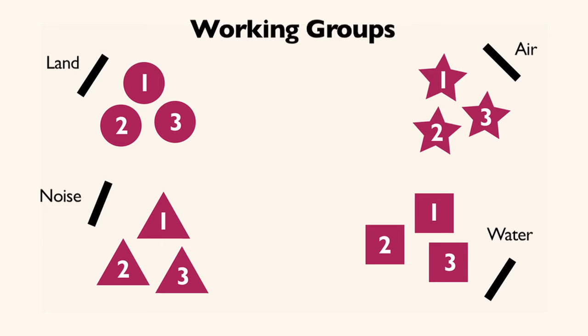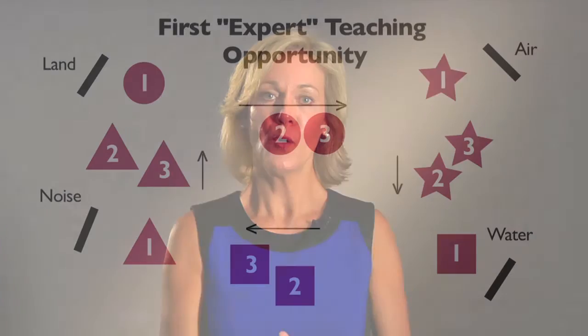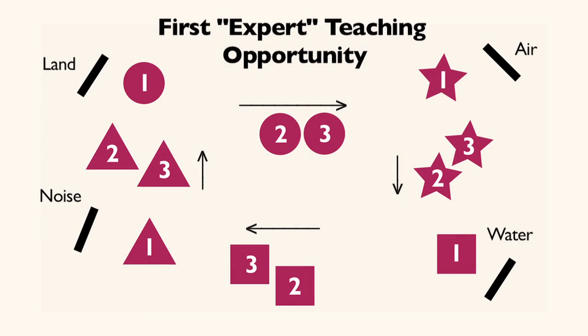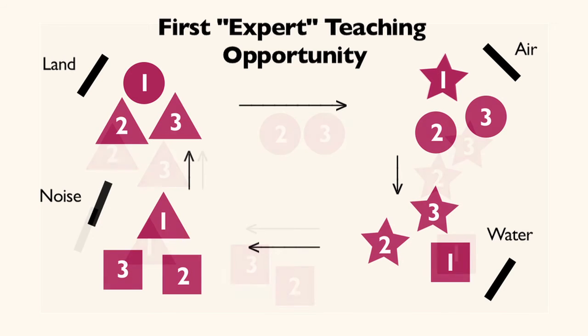Then the first change is that student number 1 becomes the expert. So student number 1, who was studying land pollution, that first group, he stays at the chart paper to teach the others that come. Students from another group move over, students 2 and 3 move over to his group, and the same thing happens clockwise around the room.